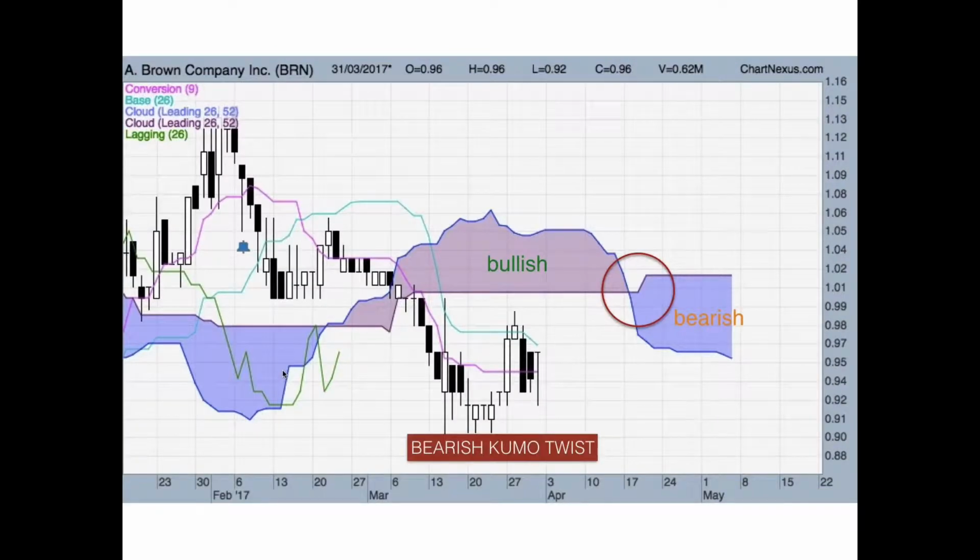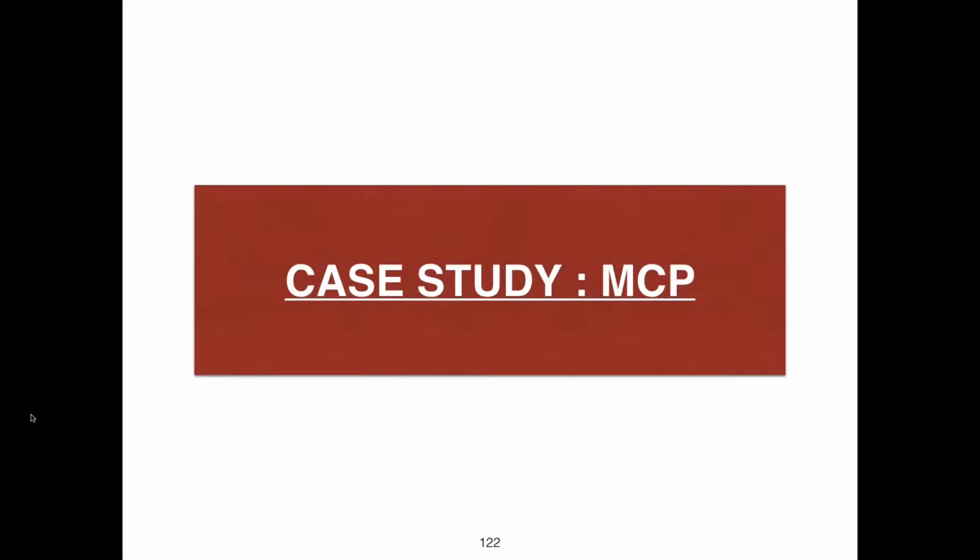So this is the chart for Brown. Previously, we saw a bearish Kumo twist happening in Brown, and prices continued to consolidate below that. Later on, prices made another twist, which signaled the change in sentiment from bearish to bullish. And now, Brown is at 113 levels, whereas last March, it was at the 90 levels.